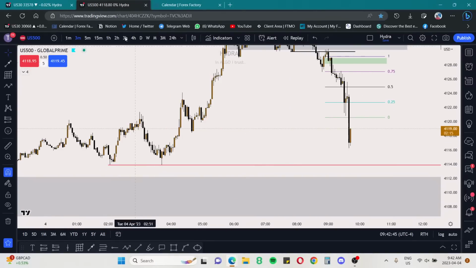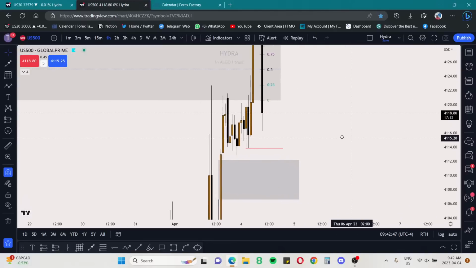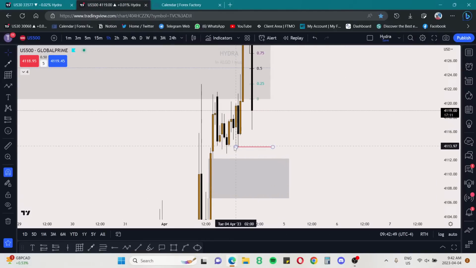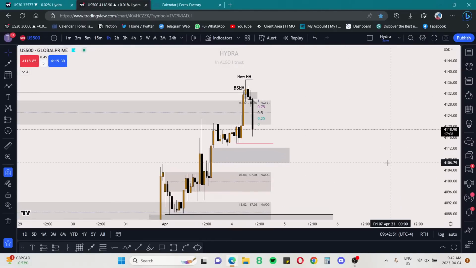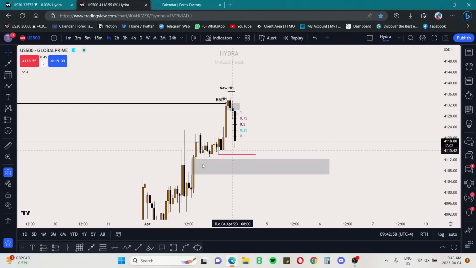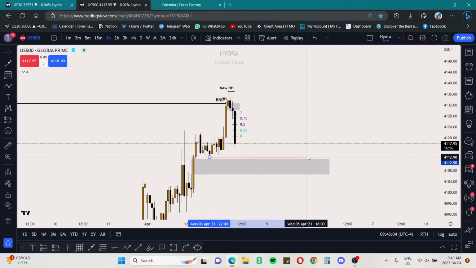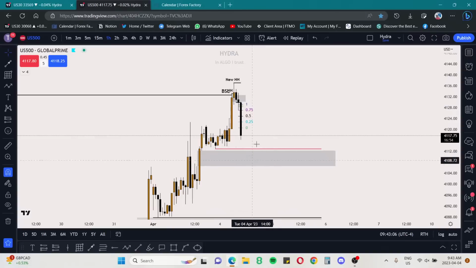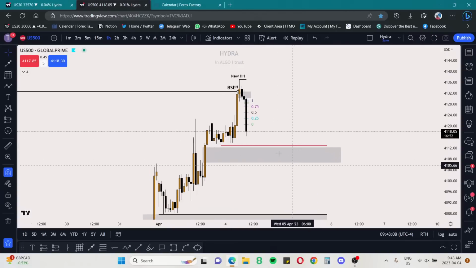Okay, so we want to see price hunt the sell side liquidity right now. We want to see price take out these relative equal lows that you see here. And ultimately, I want to see price come down on ES and fill this volume imbalance, fill this fair value gap. That's a very clean analysis on ES.